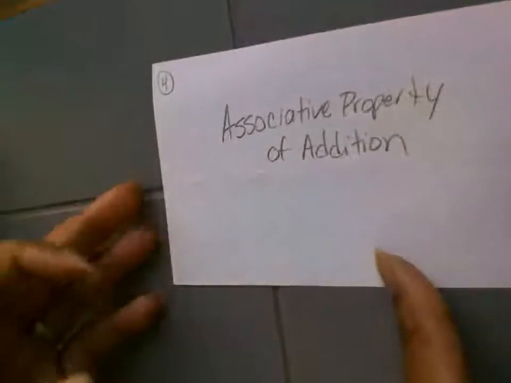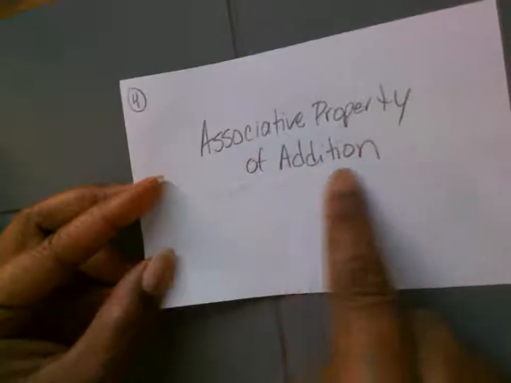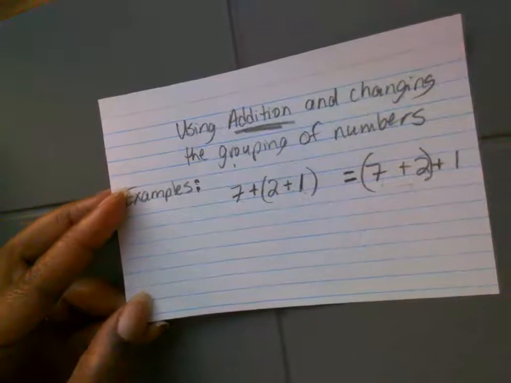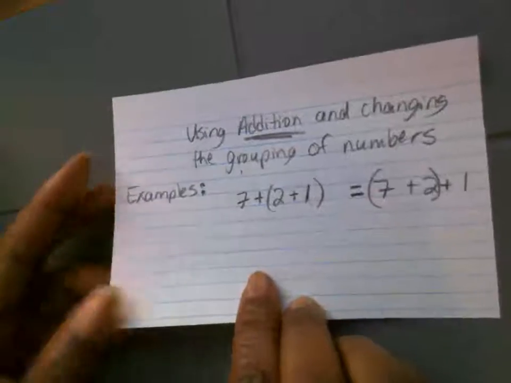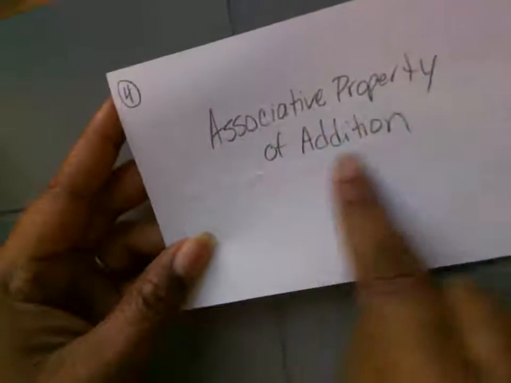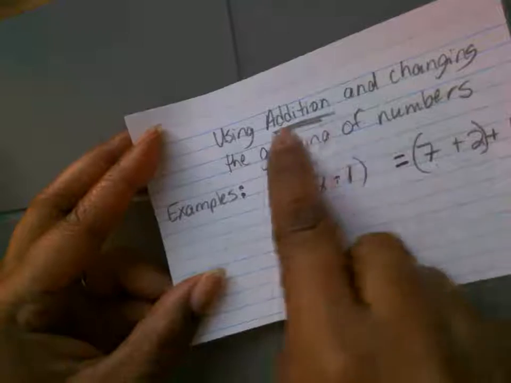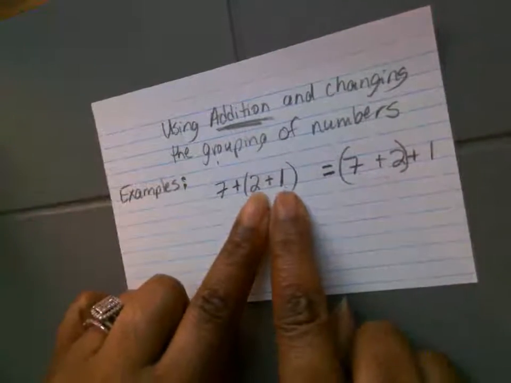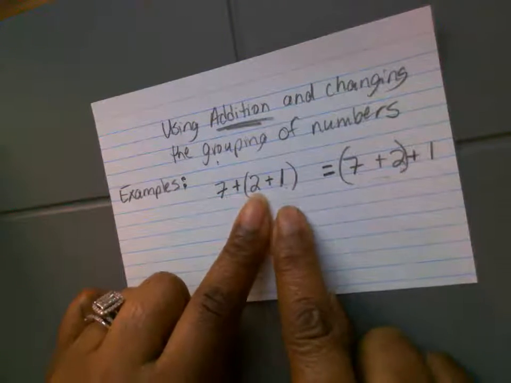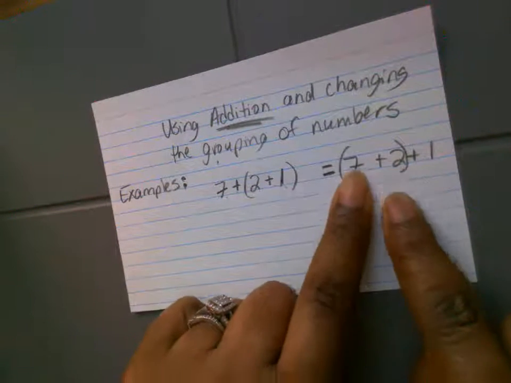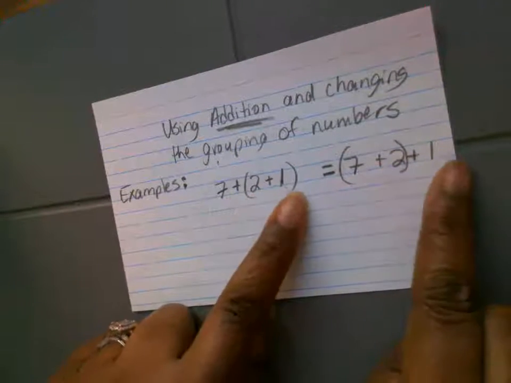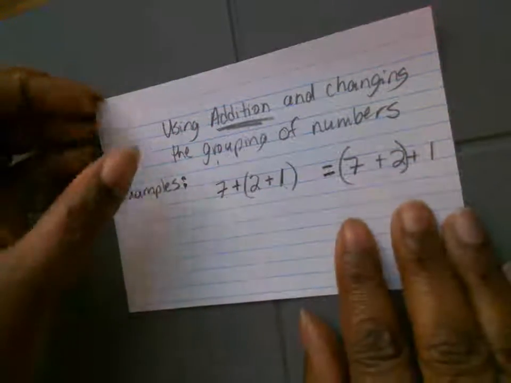Associative property was the next one that we did. Associative property of addition is where we're using addition, okay? And you're changing the grouping this time. So associative property of addition is where you're using addition and you're changing the grouping of the numbers. Over here, you're going to add 1 and 2 first, and then over here in a group, you're going to add 7 and 2. Okay, so the grouping changed. The order stayed exactly the same, the groups changed.